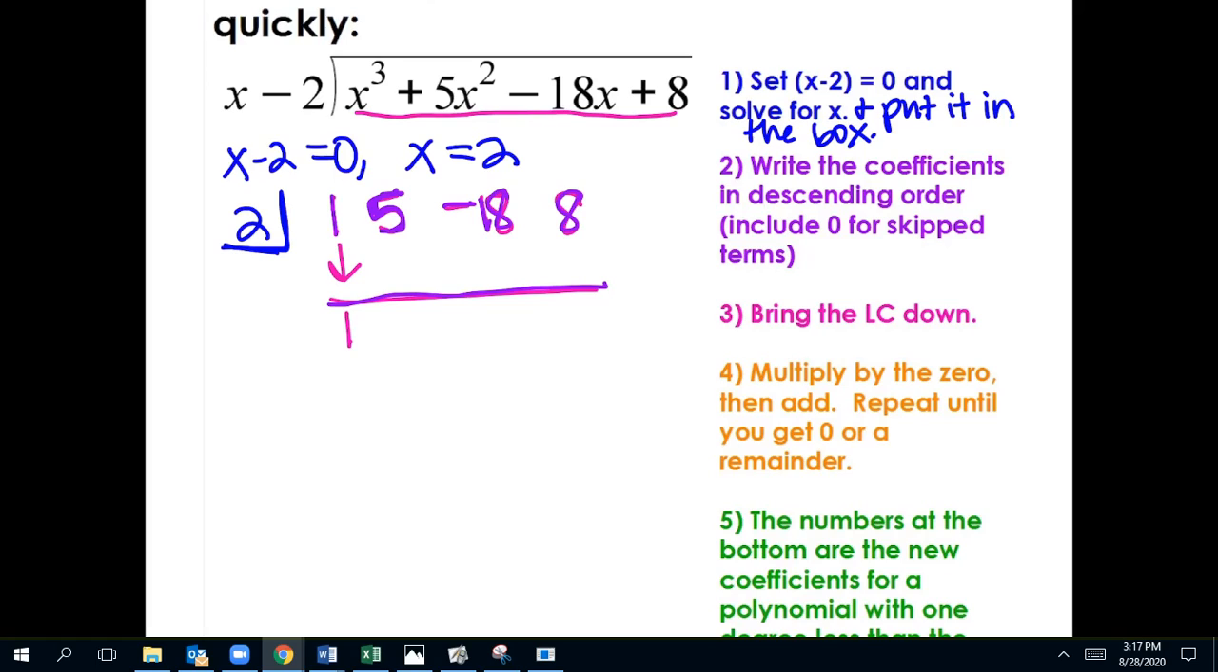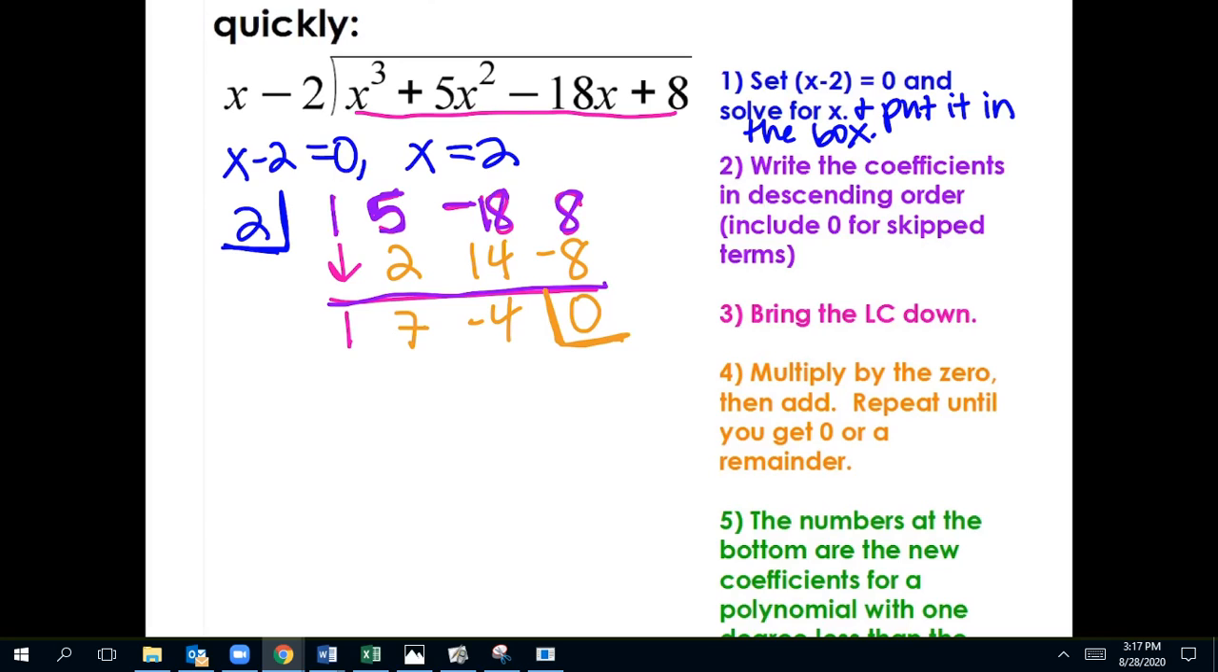And then we just multiply and then add all the way across. So 1 times 2 is 2. 5 plus 2 is 7. 7 times 2 is 14. Negative 18 plus 14 is negative 4. Negative 4 times 2 is negative 8. 8 minus 8 is 0. And we're going to box off this little remainder here. We should get a remainder of 0 every time when we do this.